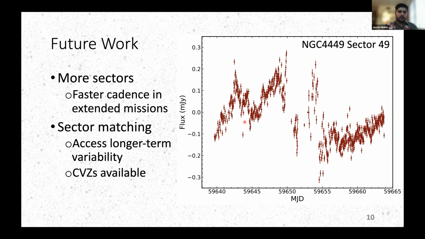So where do we go from here? I'll wrap up quickly. Basically, one is that we only looked in the prime mission for this paper, so we want to look at more sectors, where we get faster cadence. In this case, I'm just showing the second sector for NGC 4449, which again shows us short-term variability. And then to access longer term variability and more massive black holes, we need to focus a little bit more on doing robust sector matching between the various TESS sectors when you have back-to-back data, which will allow, again, for longer term variability, and then especially targeting sources in the continuous viewing zones.